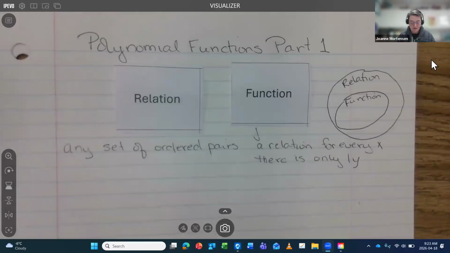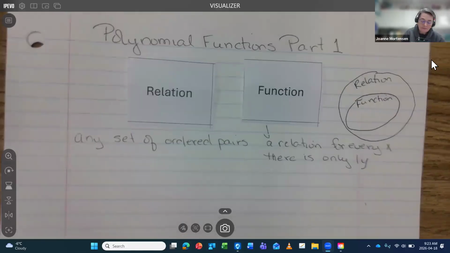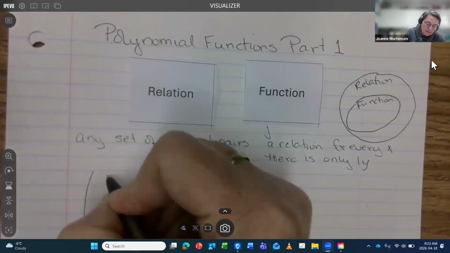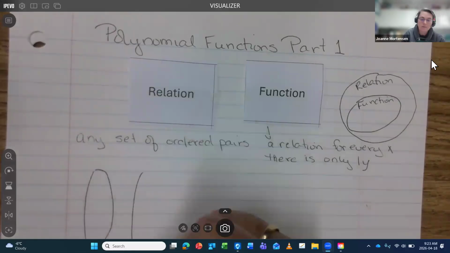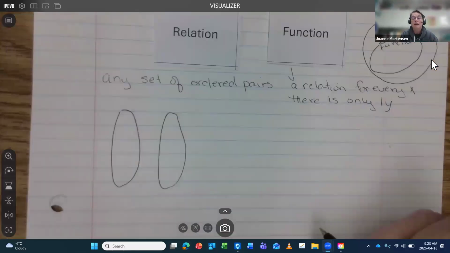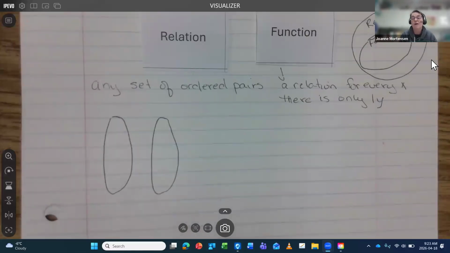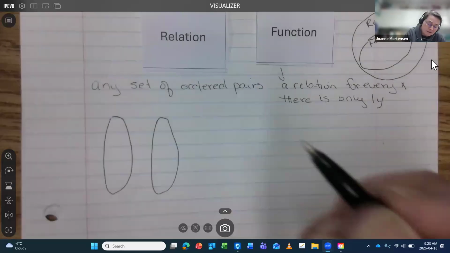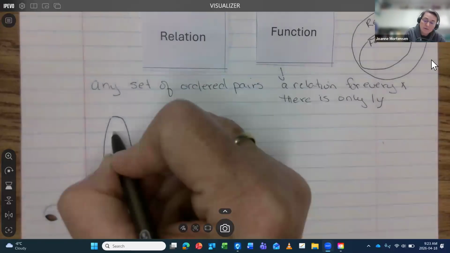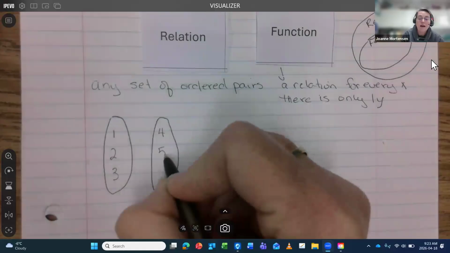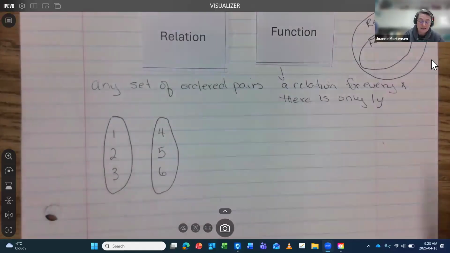You know what? I'm not going to use my little charty things. They just bug me. We're going to start out with the easiest mapping diagram ever. Mapping diagram, there's usually two ovals and some arrows. It's just a different way of showing the relationship between two numbers. And it could be letters too, it doesn't matter. 1, 2, 3, 4, 5, 6. I could put the same numbers in, but I want to practice my counting.